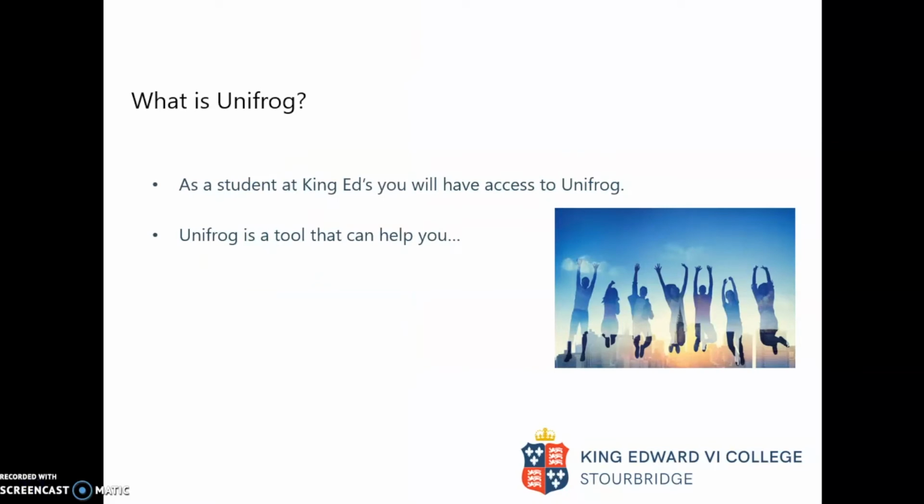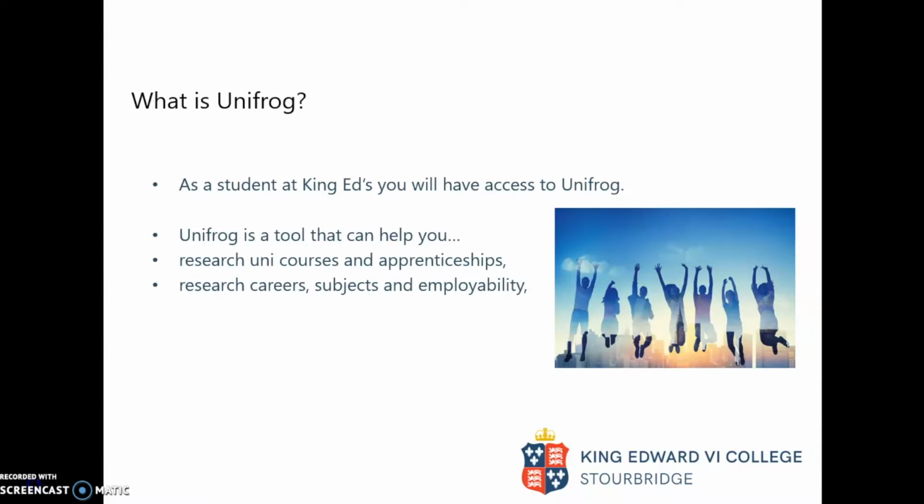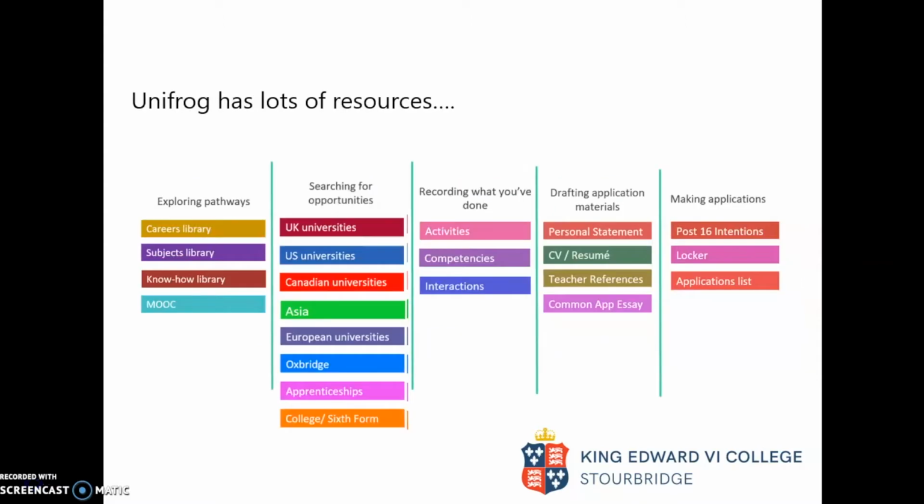So, what is Unifrog? Well, as a student at King Ed's you will all have access to it. And basically, Unifrog is a tool that can help you research uni courses and apprenticeships, research careers, subjects and employability, and request subject references, as well as a whole lot of other things too. Unifrog has lots of different resources that are basically packaged together under 5 different headings. You've got those that help you explore pathways, those that help you search for specific opportunities, the ability to record what you've done, there's drafting application materials, and also a way of recording exactly what you've decided to do.